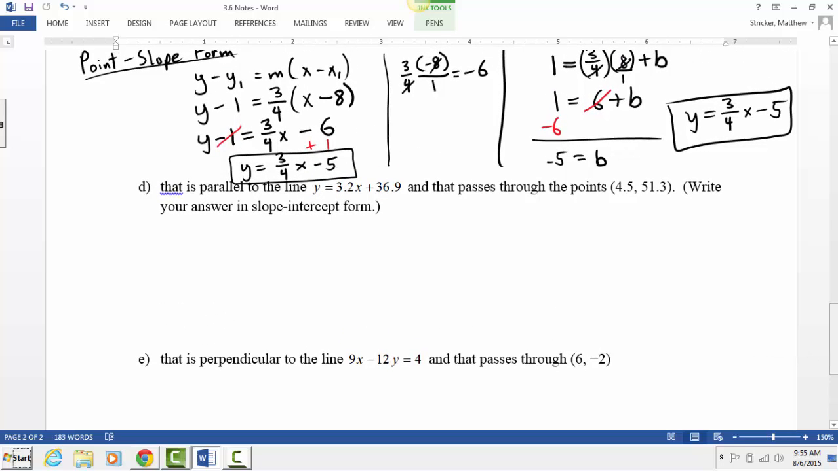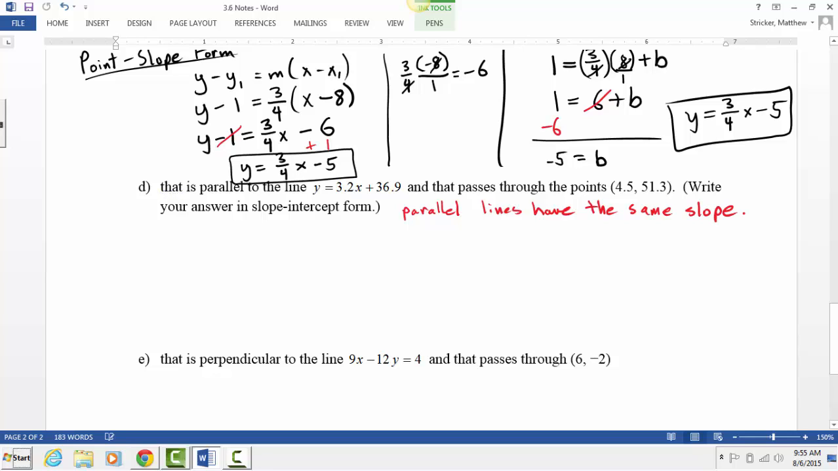So the next one says, find a line that is parallel to this line and passes through the given point. Write your answer in slope-intercept form. So you remember what we learned about parallel lines? Parallel lines have what kind of slope? They have the same slope.